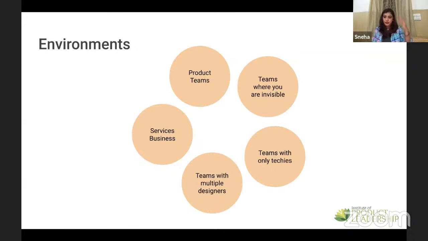So everything that we spoke about till now, right? The sort of data we collected, how we pulled it into a concept, and how we have to finally execute the design.